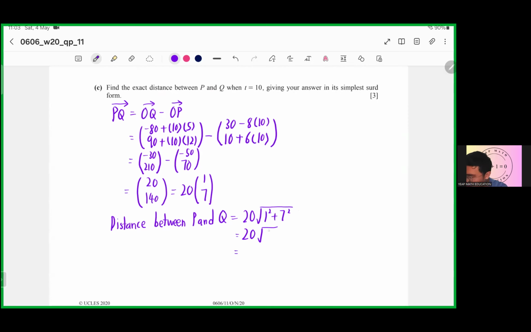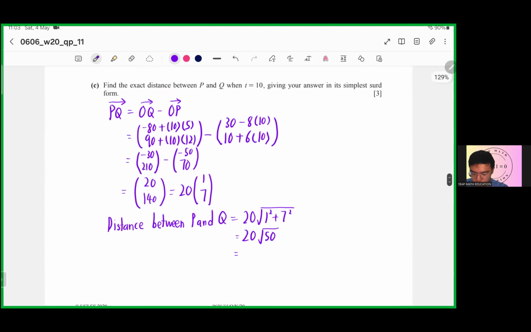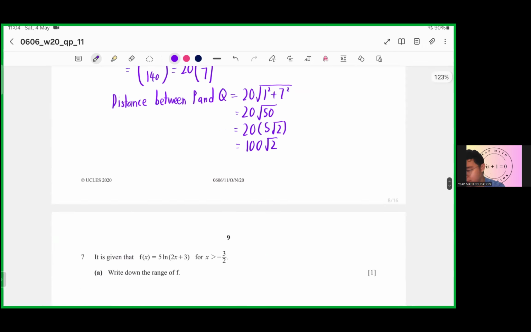Okay, now we can also separate, not 15. Okay, now we look. Okay, 20, and then we can subtract 5 sub 2. So we can get 100 sub 2. Okay, so this is your answer. Make sure you answer in this format. Okay, so now we can look at the next question, question 7.